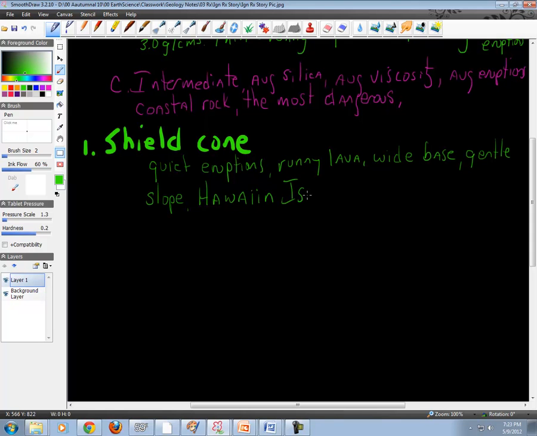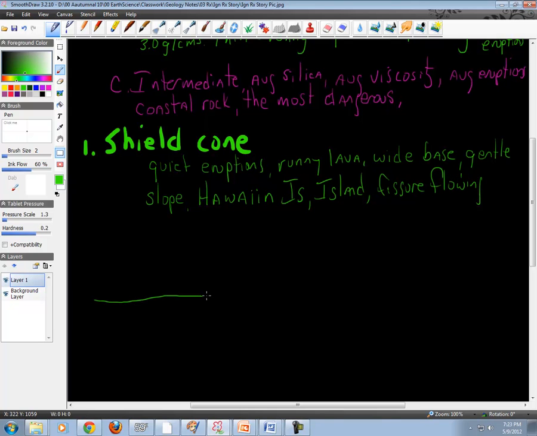Hawaiian Islands. You can also find these things in other places, Iceland. You can find them someplace on continents too, but this runny lava tends to be in what are called fissure flows. Fissure actually means that the ground opens up and this stuff actually starts flowing out. Let me draw this one for you.